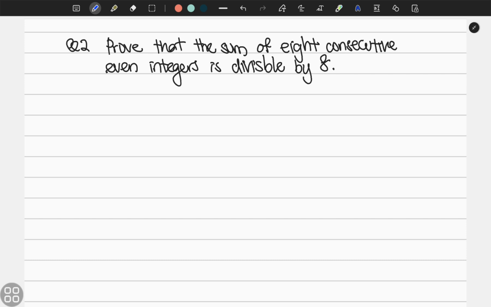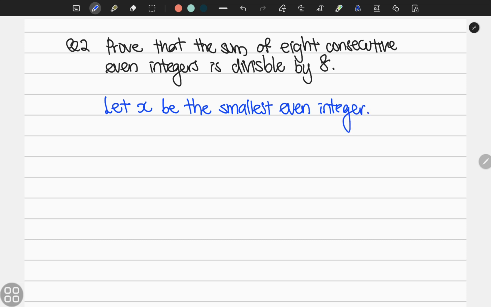Next, question 2. Let's prove that the sum of 8 consecutive even integers is divisible by 8. So firstly, I will define a variable. I'm going to let x be the smallest even integer. Then next I will have x plus 2, x plus 4, so on and so forth until I have x plus 14.